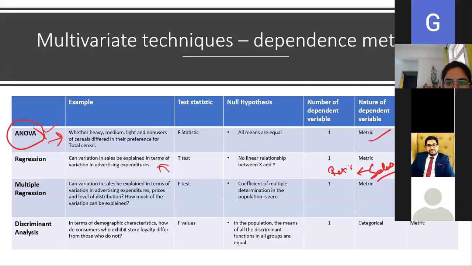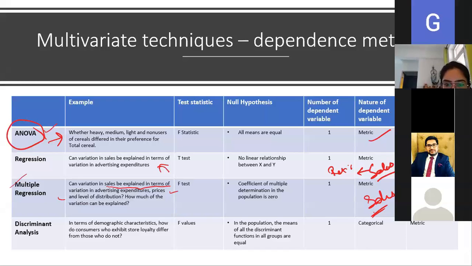Now, multiple regression. Can variation in sales be explained in terms of variation in advertising expenditure, prices, and level of distribution? So what is the dependent variable here? Again sales, a metric variable, and the independent variables are advertising expenditure, prices, and level of distribution. Yes, so all these things: expenditure, price, distribution.